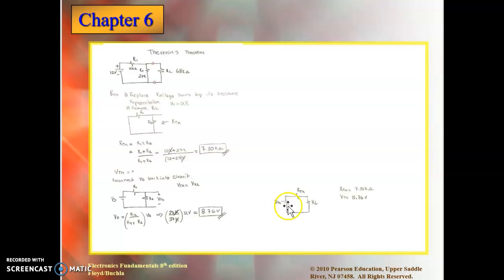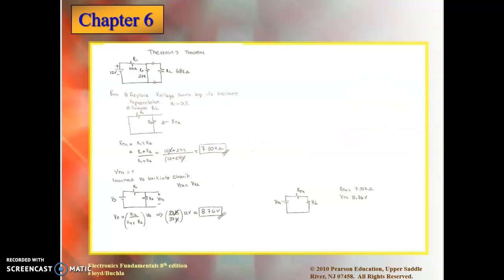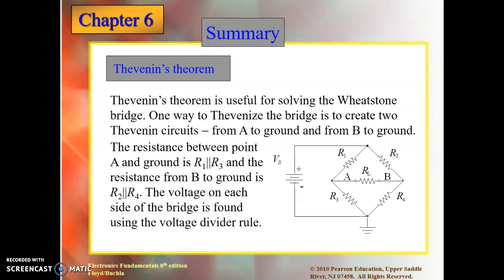So now I redraw the circuit where I have my V Thevenin, I have my R Thevenin, and I just put back the R load. So this is my equivalent circuit. So I go from here to here. Yes, you might say, oh, this is not so much simpler, right? But this is just a basic example, and the answer we can check with is 7.30 for R Thevenin, 8.76 for V Thevenin, and that is what they have right there. So it checks out. So let's move on.